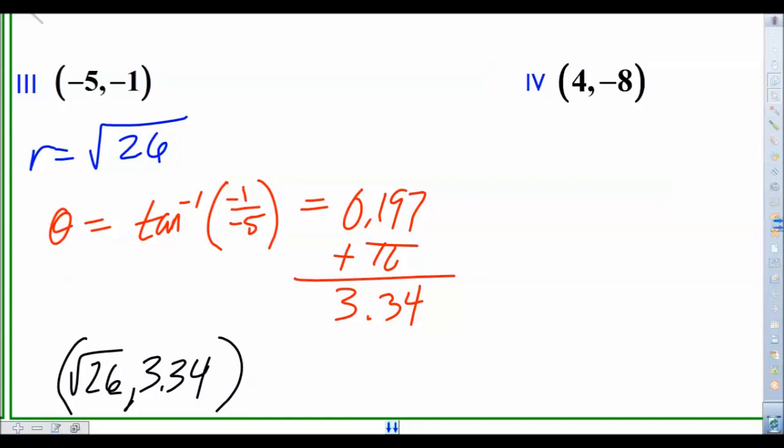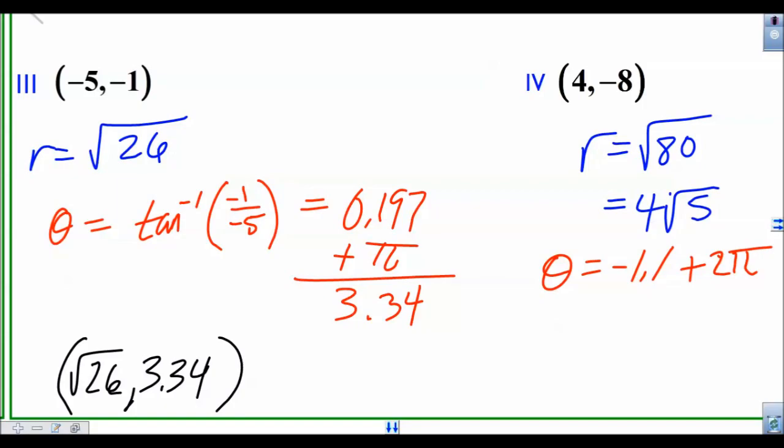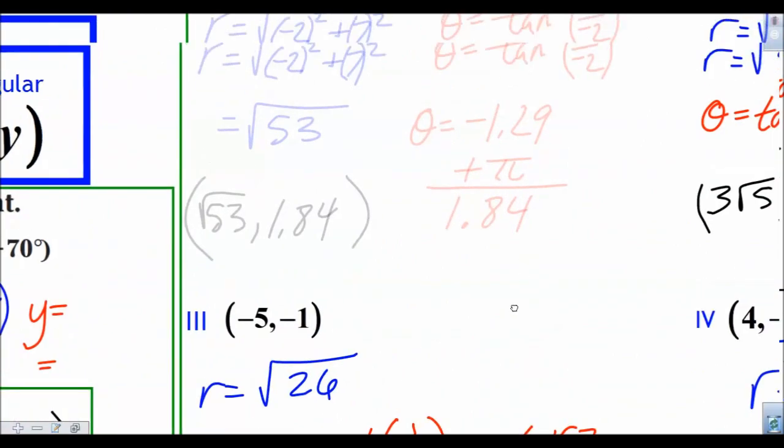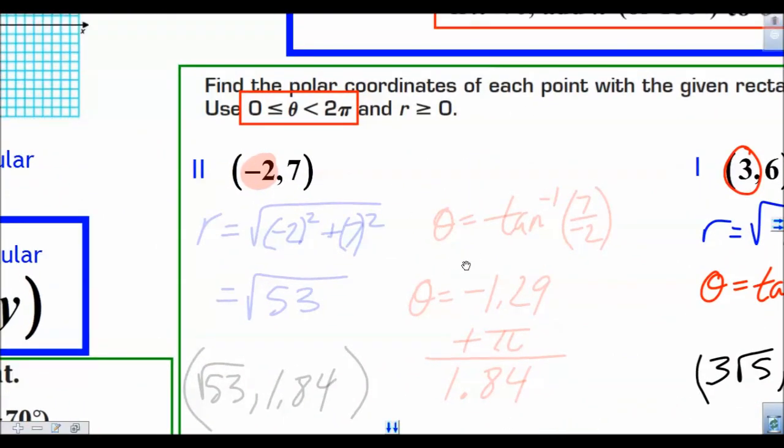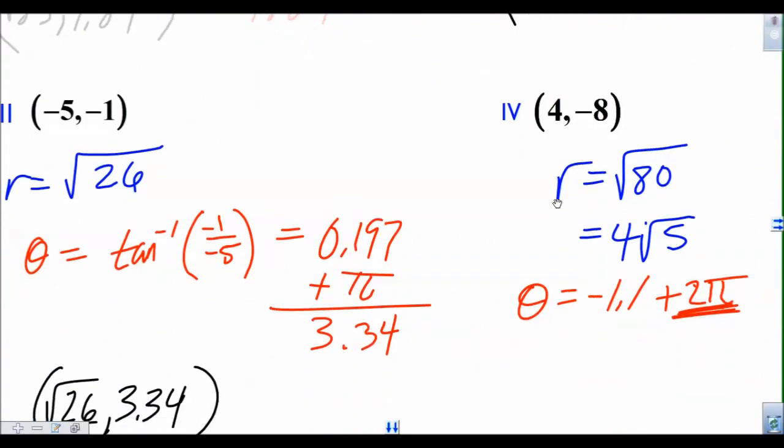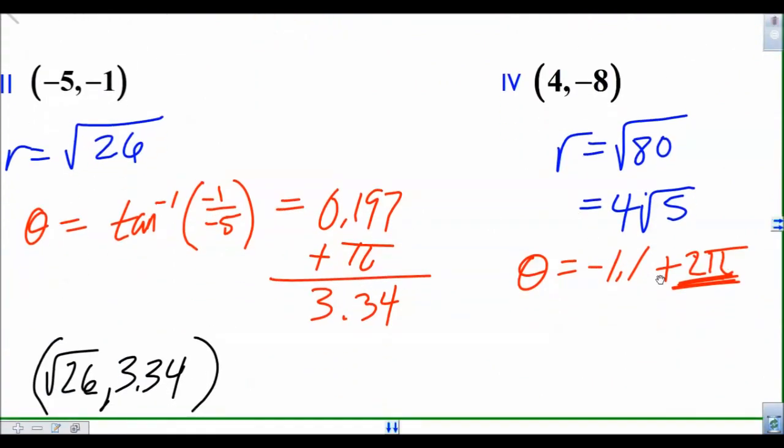Over there in the fourth quadrant, same routine. Pythagorean theorem, keeping in mind we have the square root of 80, so we can simplify that into 4 square roots of 5. Inverse tangent. Notice here that inverse tangent gave us -1.1. Now, notice that I had to add 2 pi here. The reason I'm adding 2 pi is because we got a negative angle, and the stipulation said that we wanted a positive angle between 0 and 2 pi. So to fix that and still keep the same coterminal angle, we needed to add 2 pi. So now we arrive at our final answer of 4 square roots of 5 and 5.17 for our direction.